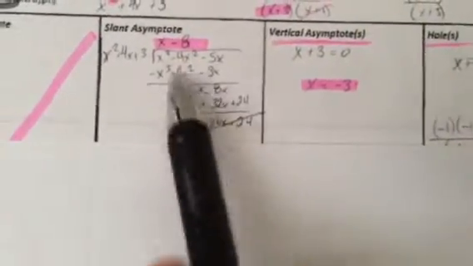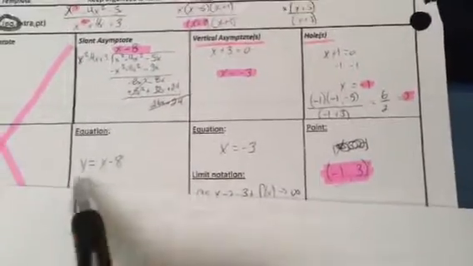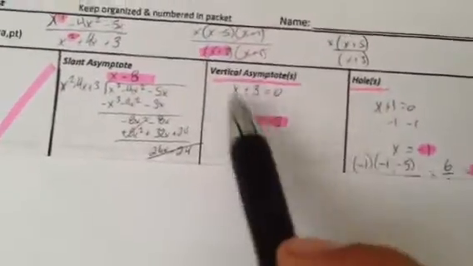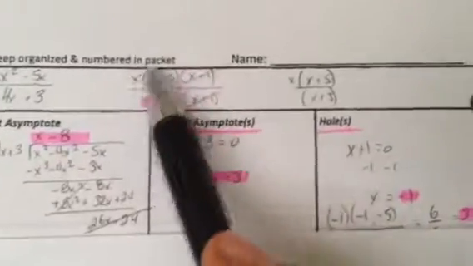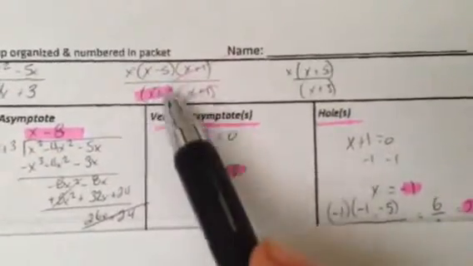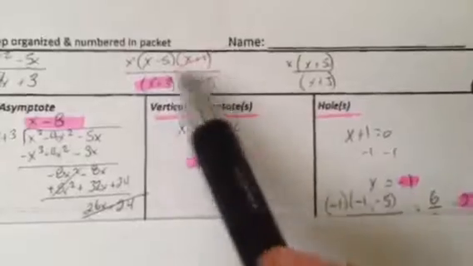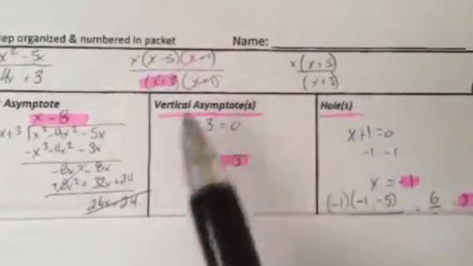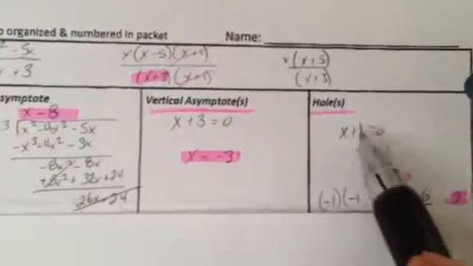And what we end up getting is x minus 8, and then the equation is just y equals x minus 8. And for vertical asymptotes, we have to factor the numerator and the denominator too. And when we do that, we see that x plus 1 cancels, so we're going to have a hole.